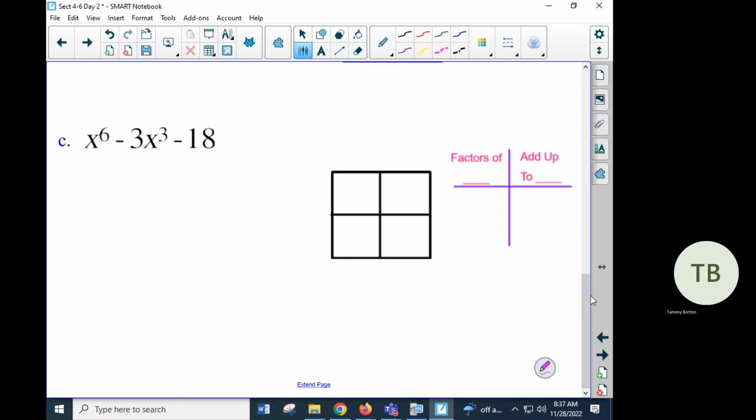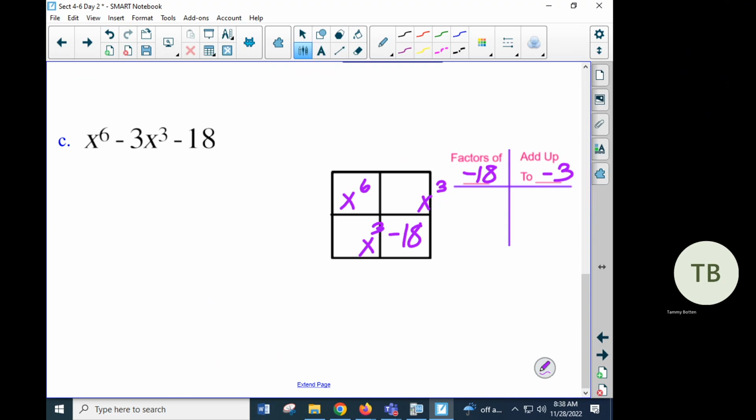Now this one is x to the 6th. So that means this is going to be x to the 6th. This is going to be x to the 3rd. And this is going to be x to the 3rd. Okay. Then you want them to be -18. So I'm going to make this -18 and I want them to add up to -3. Can you think of two factors of -18 that add up to -3?